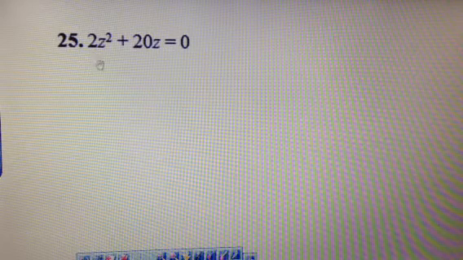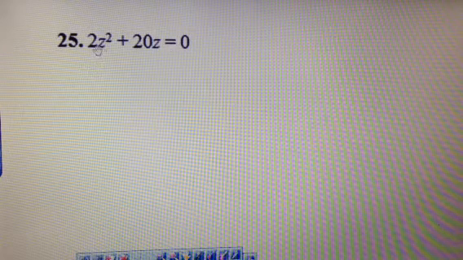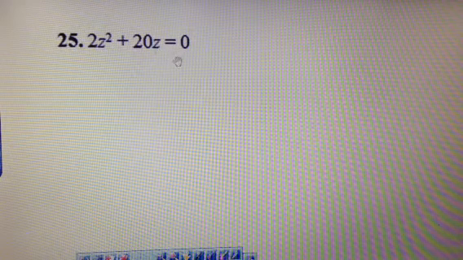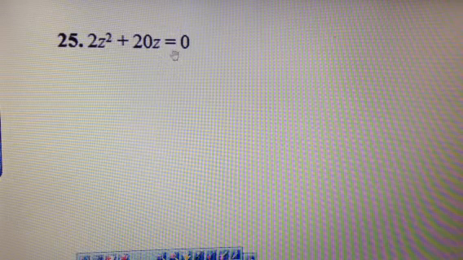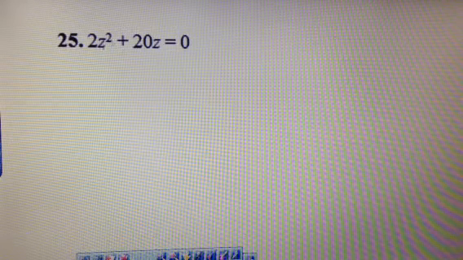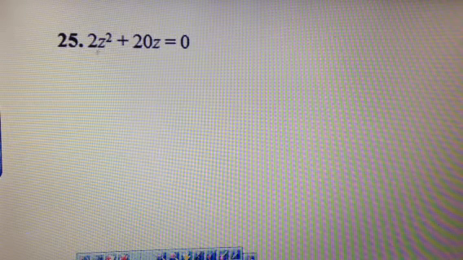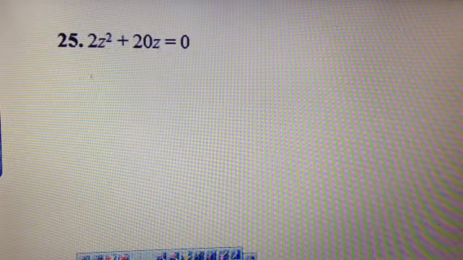You'll notice on this one, we're told to solve the equation. You'll notice that it's not factored yet. But if we can get it to where it's a product equal to 0, we know we can set each factor equal to 0. So what's our greatest common factor of 2z squared and 20z?